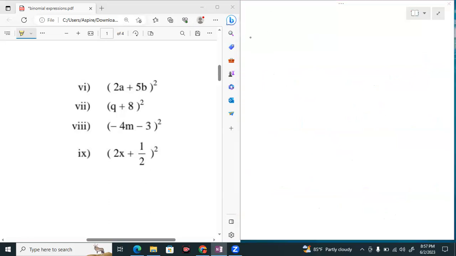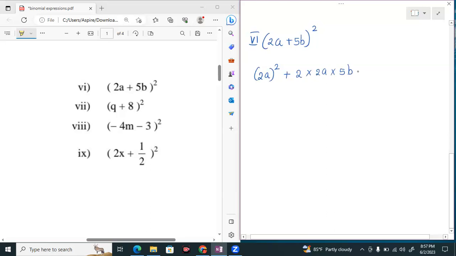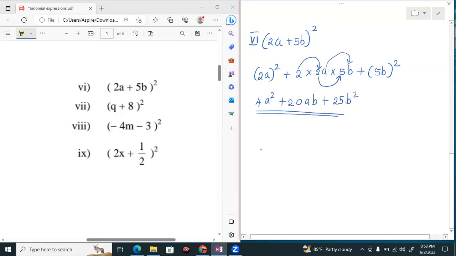Okay, let's see the answers for the 6th one. (2a + 5b) squared. Square of the first term, add 2 times 2a times 5b, add the square of the last term. Then (2a) squared means 4a squared. 2 times 2 is 4, 4 times 5 is 20, a into b is ab. (5b) squared is 25b squared. This should be the answer for the 6th one.